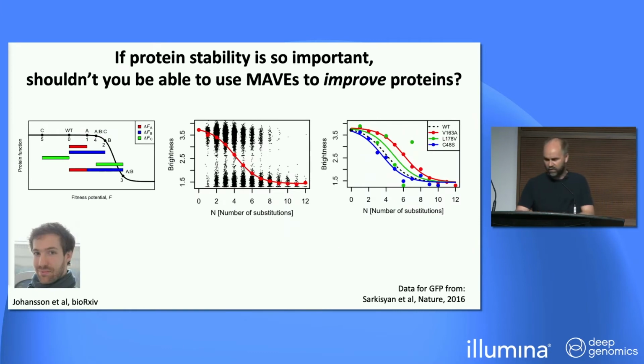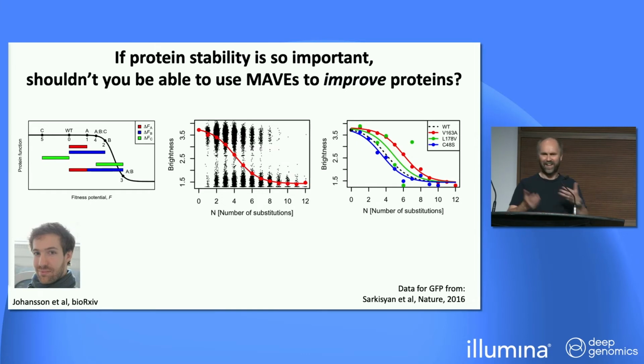Okay, then I'll just very, very quickly mention one other thing that we can do with these MAVEs. And this is the flip side of things, so maybe not always so relevant for human disease unless you try to do engineering of, for example, antibodies and stuff. And it's very related to things we heard about yesterday. So this is work from Christopher Johansen together with Jakob Winter.